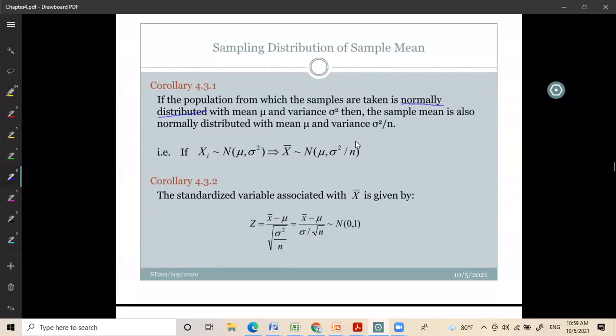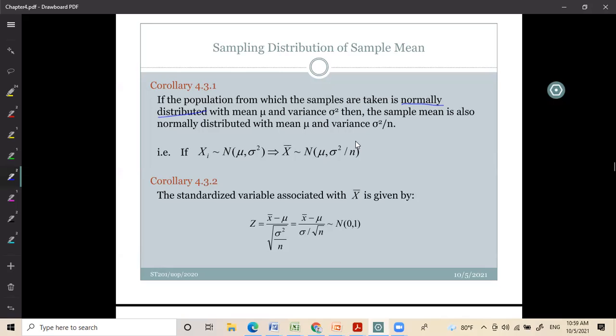But suppose that the population is normal. If the population where that sample was taken is normal with mean mu and variance sigma square, then the sample mean is also normally distributed with mean mu and variance sigma square over n. So that is one finding we derive from the theorem. If we know that the population is normal, then the sampling distribution of sample mean is also a normal distribution with the mean mu and the variance sigma square over n.